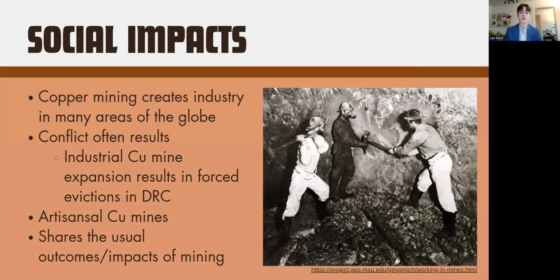Artisanal copper mines are also a potential breeding ground for conflict, and copper mining in general shares the usual outcomes and impacts of mining, where there are pros and cons. Industry and economic health can be brought to a region, but it also opens up doors for people to be taken advantage of and the environment and towns to be harmed.